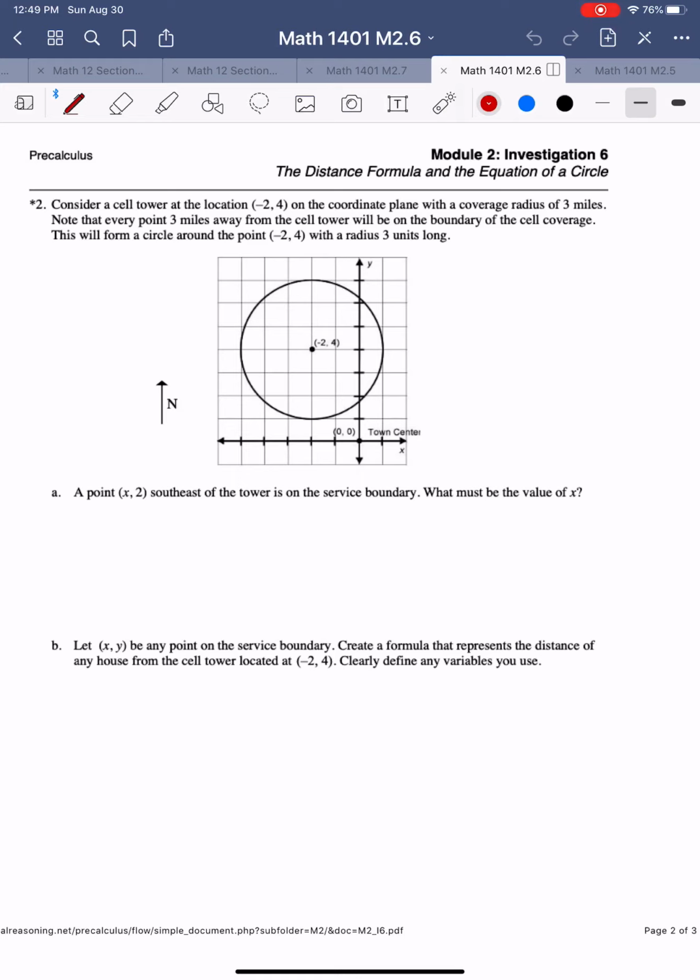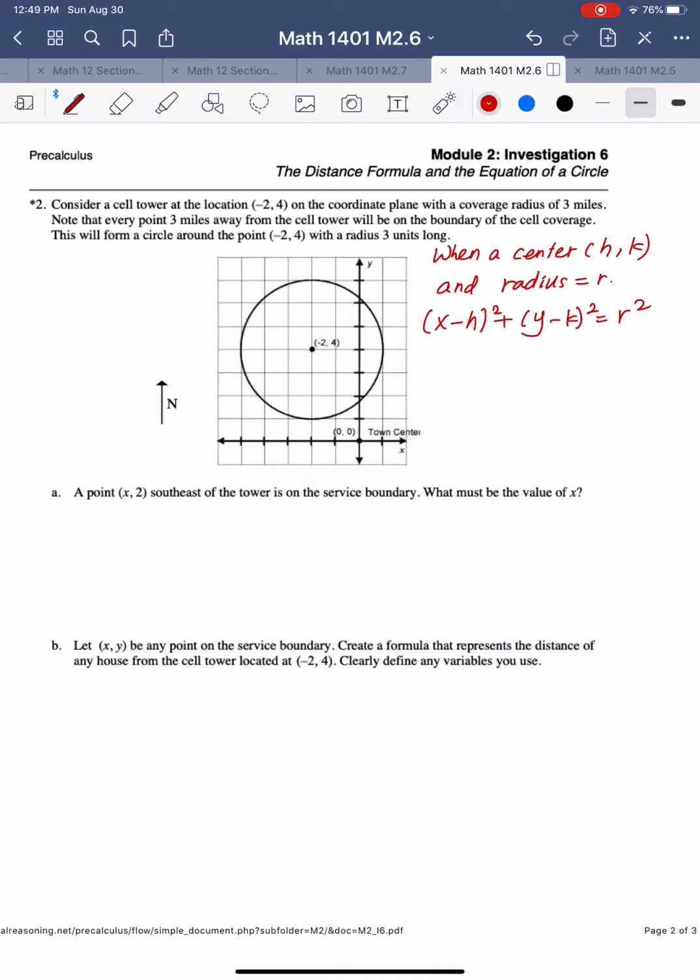So when we're talking about the circle equation, when the center is h and k, and the radius is r, then we get x minus h squared plus y minus k squared equal to r squared. That's the circle formula here. Okay, so that's what we're going to start from.